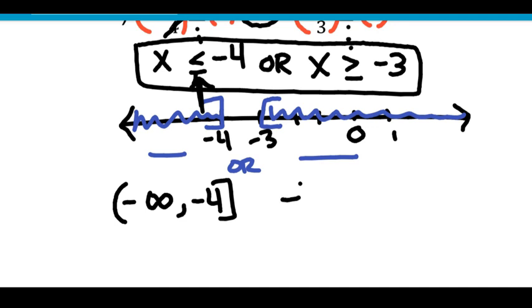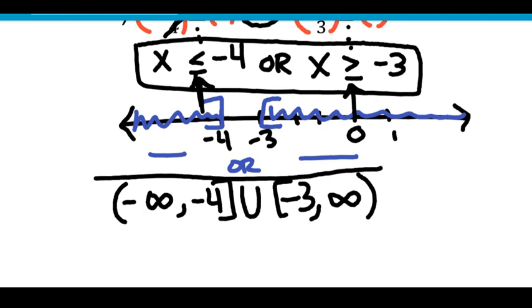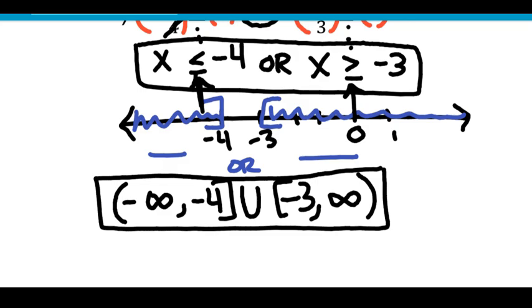And then we're going to jump over here to negative 3. We're going to put a bracket as well because of this equal bar on our inequality symbol. And then we're going to go all the way to infinity, again with the parenthesis. And then we have this nice symbol. It looks like a U. It's called the union symbol. And that is our answer in interval notation.